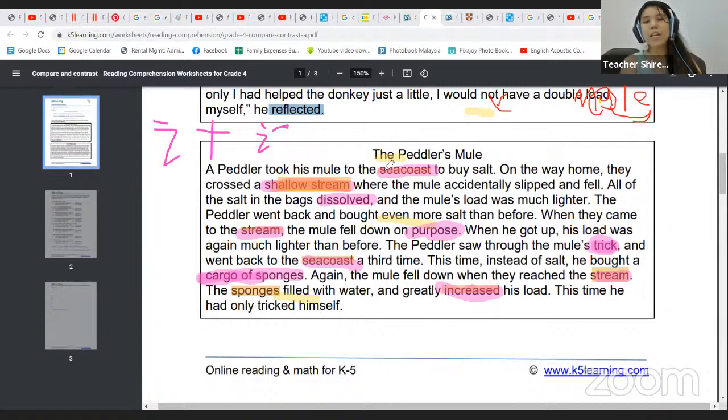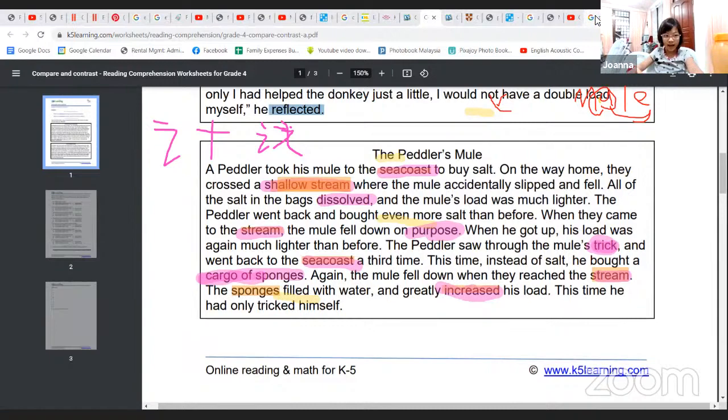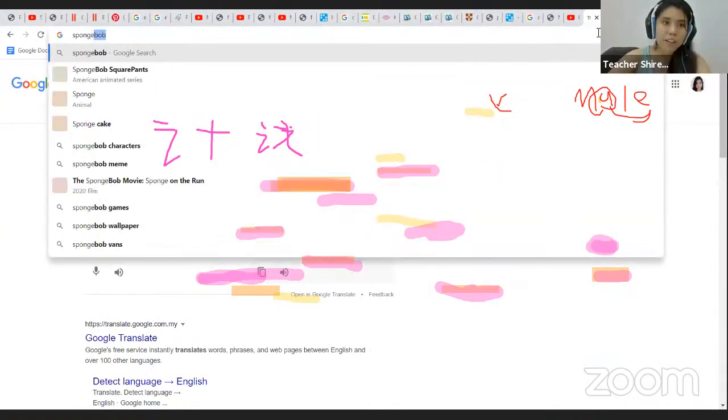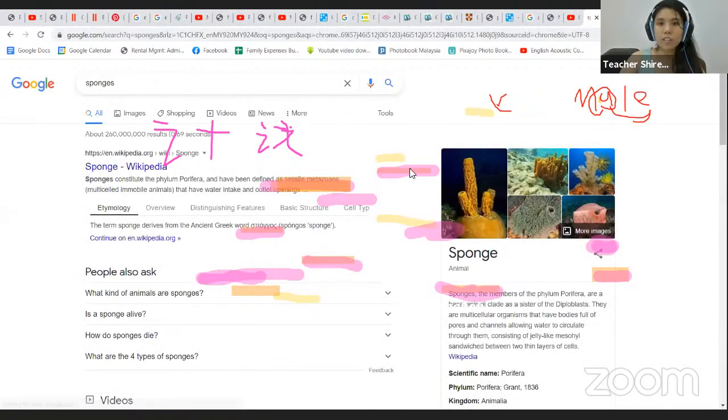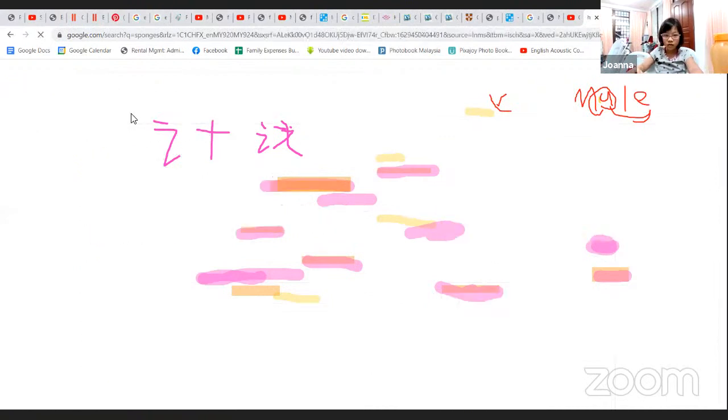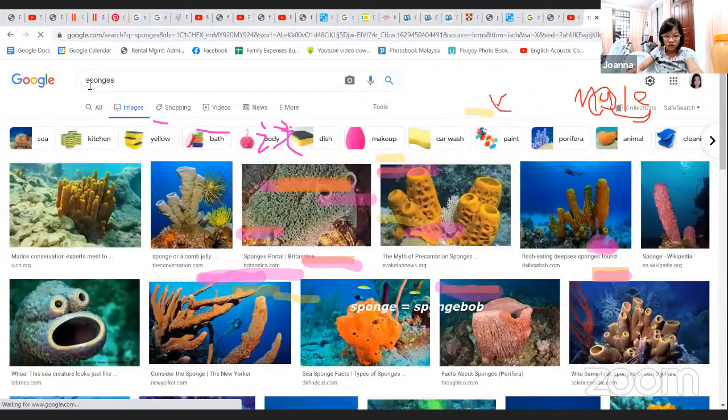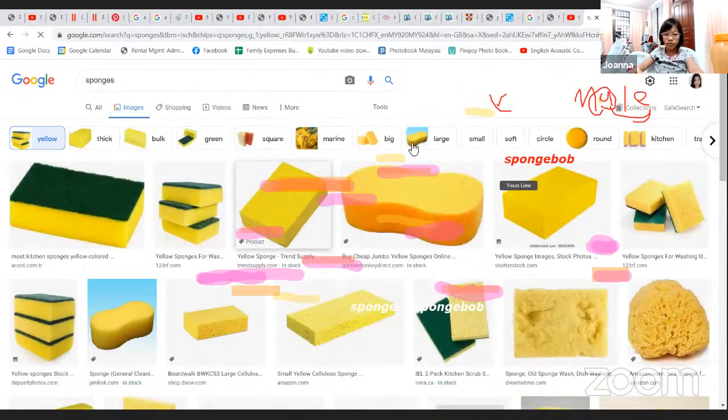Okay, and he went back to the sea coast a third time. So this time, instead of buying salt, because every time he bought salt it would dissolve and become lighter, right? So the peddler had a trick on him. So he bought a cargo of sponges. Do we know what a sponge is? 海绵. Correct, 海绵. Okay, so the sponge.